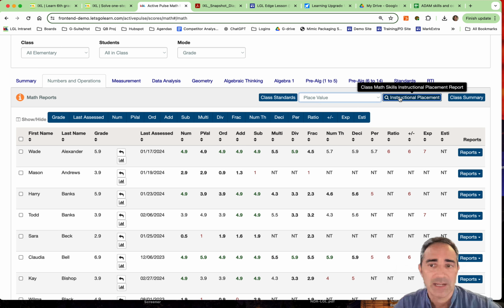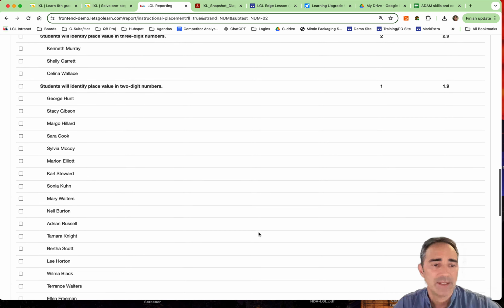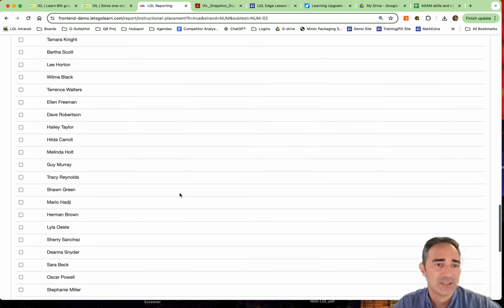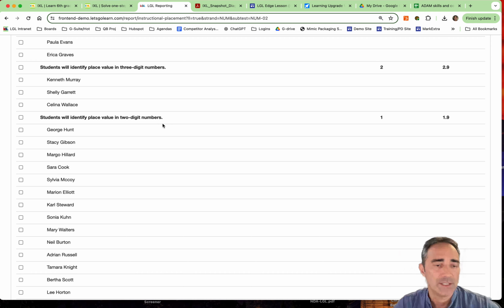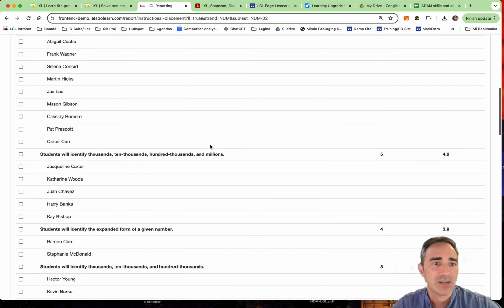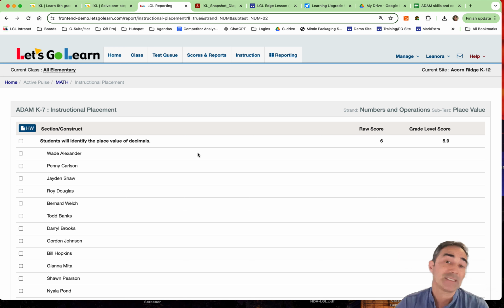When our students actually test in our system, for instance in place value, we get very granular. I could take a look at my entire class and see this is the scope and sequence of place value, and this is where the students are at. These students here have mastered it. These students are working on 1s and 2 digits, 3 digits, thousands, 10,000s, all the way up to decimal place value. So we actually test down to the skill and concept level. That's the first difference.